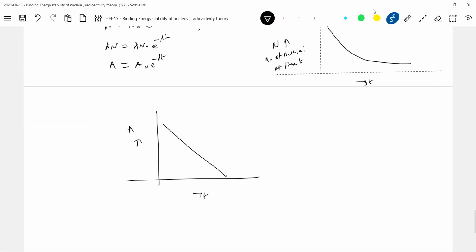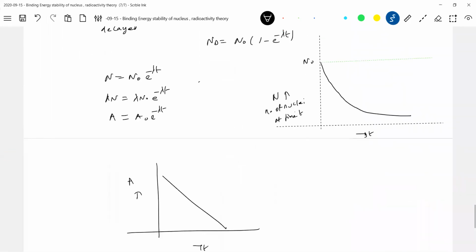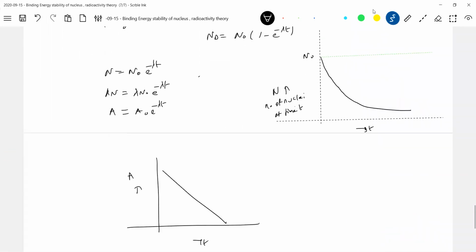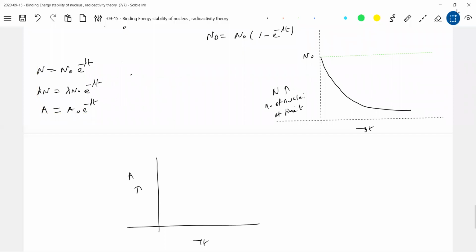If the activity curve were like this, then the rate of decay would be constant. It means at t equals 0, 10 particles per second are emitted, and at any later instant the same 10 particles per second are emitted. But it is not like that. Initially, you see 10 particles per second. So let me plot this activity curve. If you can understand this, the rest is all mathematics.